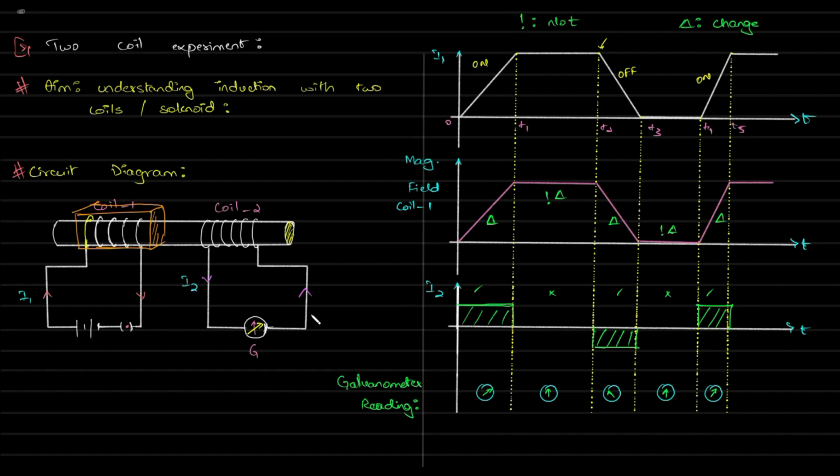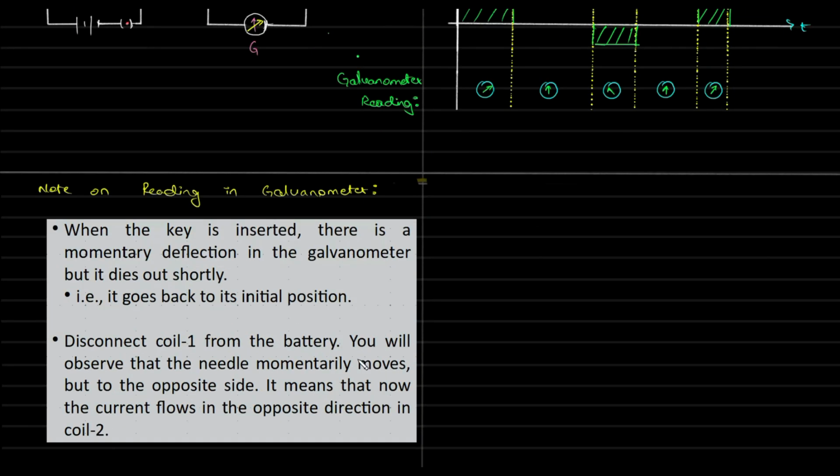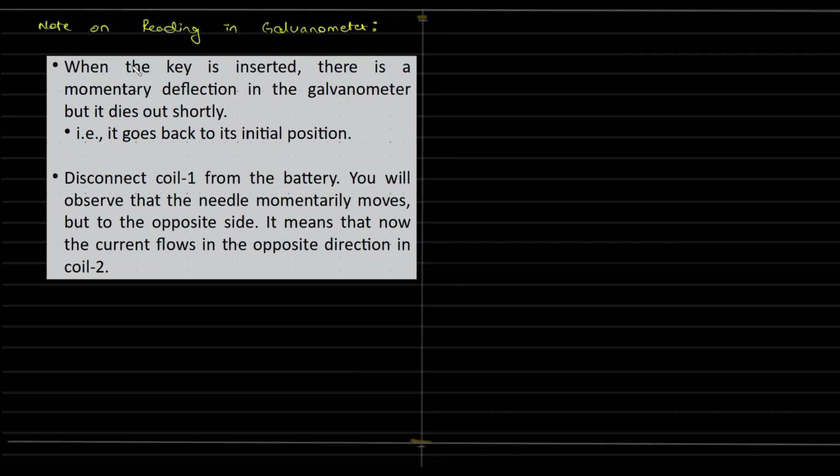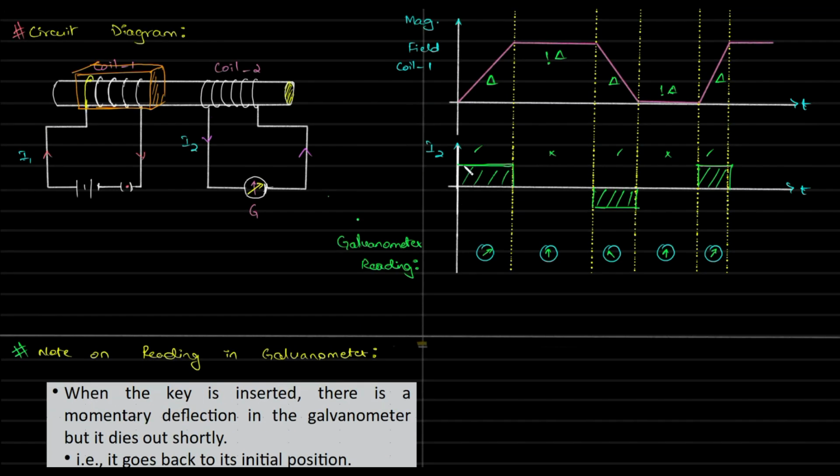So you guys have to copy all of it, and also a small write-up about this galvanometer reading. When the key is inserted, there is a momentary deflection in the galvanometer, but it dies out shortly. That is, it goes back to its initial position. You saw that, right? As soon as you switch on, there is a sudden increase in magnetic field, so there is some current that will be induced. After that, a steady magnetic field, so no current. So the galvanometer will not deflect.